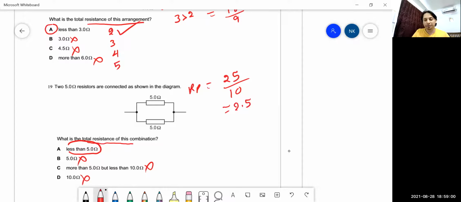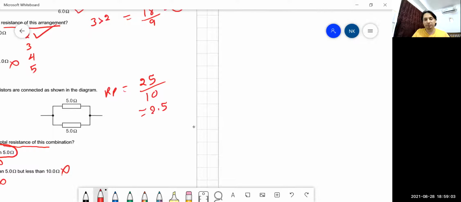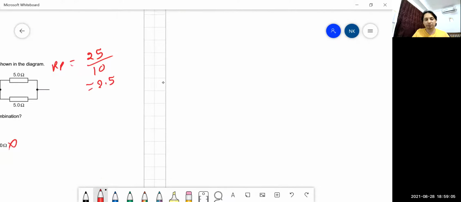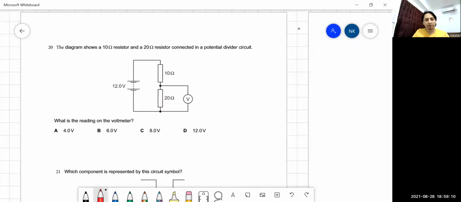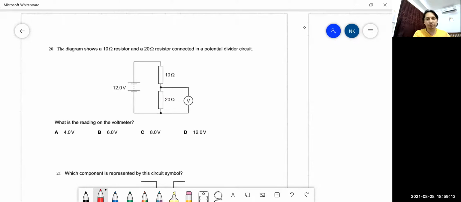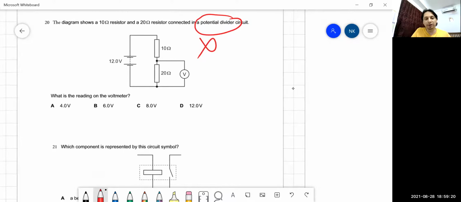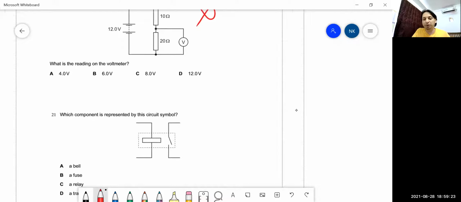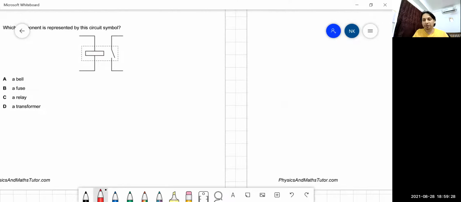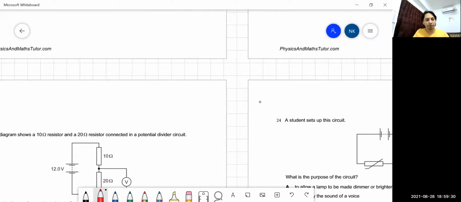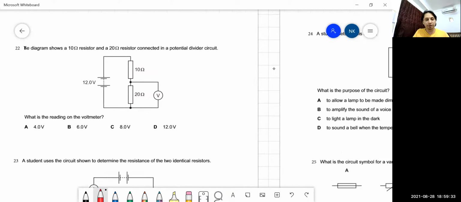Next question, question number 20. Question number 20 is based on the potential divider. You have to skip this question right now. We will skip it, and when we complete this topic in class, then we will look at these questions, because these potential divider questions are very important. Question 22 is also a potential divider question, so I am not doing that. Let me move to 23.